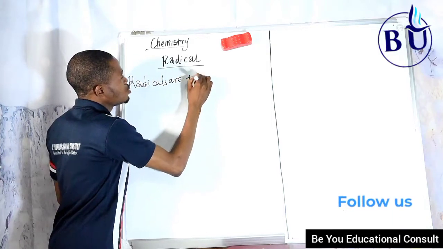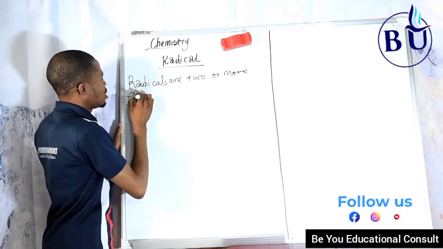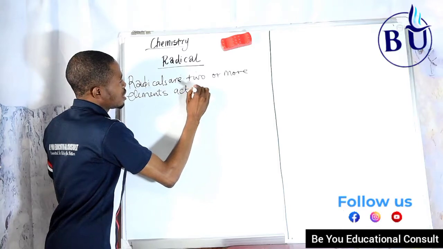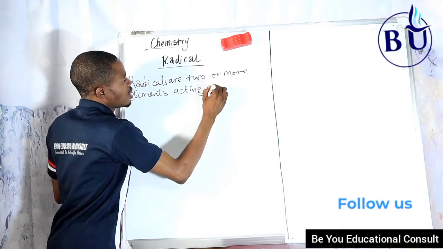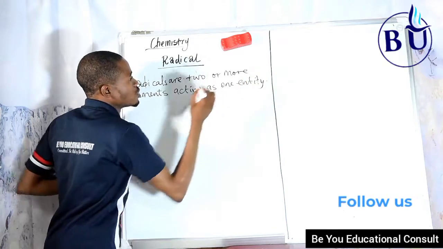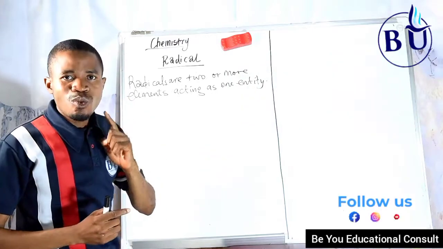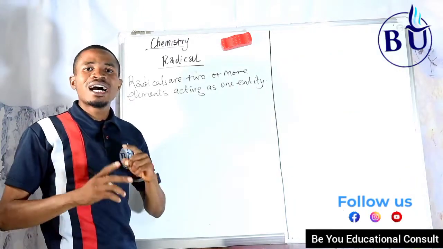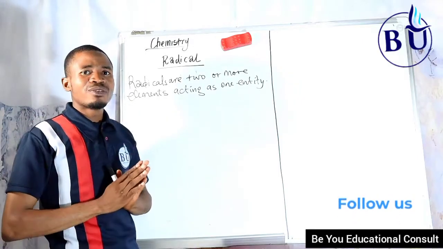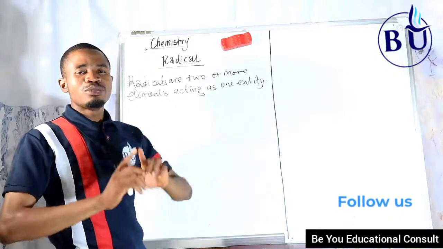Radicals are two or more elements acting as one entity. What do I mean by that? When two or more elements come together and they're acting as one entity, they're now acting as an element. They are no longer two, they are now united and they are now one. Just like when marriage comes, it unites a man and a woman and they become one.